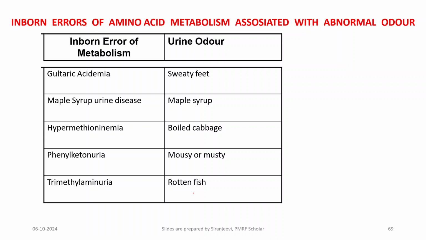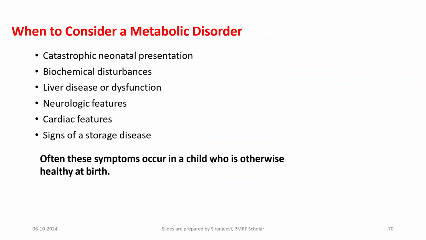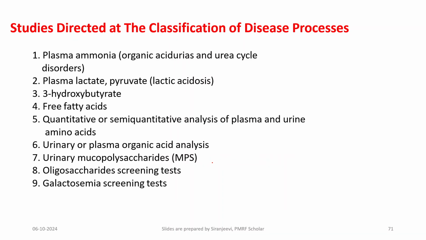How do we diagnose these kinds of inborn errors of metabolism? There are certain metabolic disorders which have a certain urine odor. For example, glutaric acidemia has a sweaty feet smell, and maple syrup urine disease has the maple syrup smell, and hypermethioninemia has a boiled garbage smell, and phenylketonuria has a mousy or musty urine odor, and trimethylaminuria has a rotten fish kind of smell.